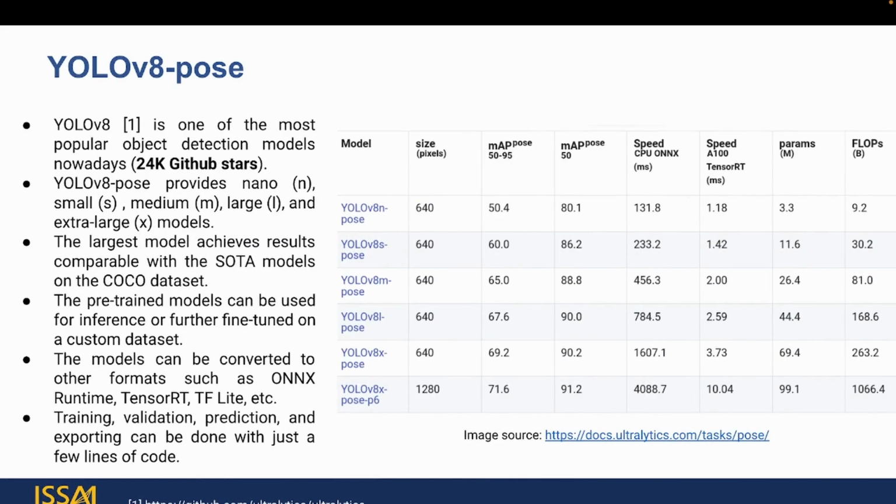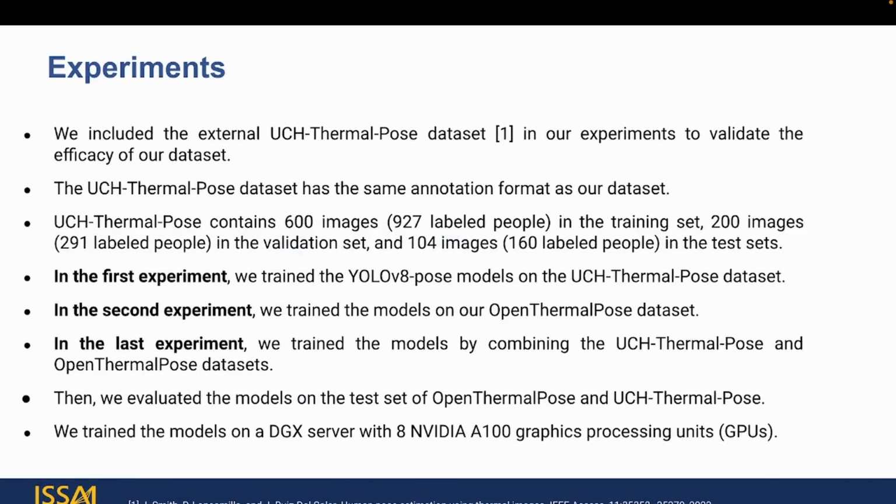YOLOv8-Pose, a leading model in object detection, with extensive configuration from nano to extra-large sizes, shows comparable performances to state-of-the-art models on the COCO dataset. These models are versatile, supporting various conversion formats like ONNX runtime and TensorRT, and allow straightforward training, validation, prediction, and expert functionalities. We also incorporated the YOLOv8-Pose dataset in our evaluations to test the robustness of our dataset. This dataset shares the same annotation structure and includes 600 training images, 200 validation images, and 104 testing images.